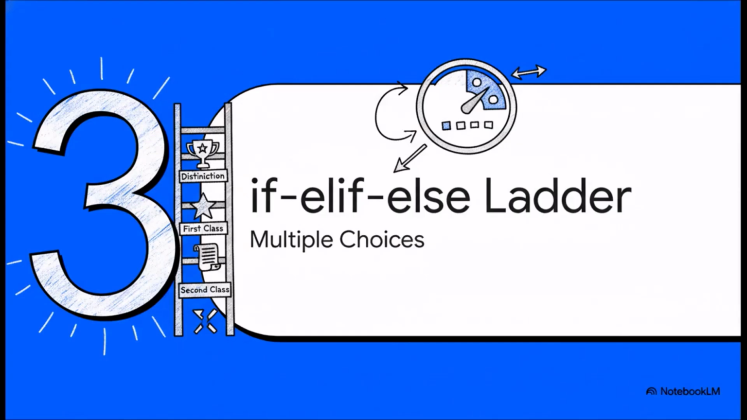Okay, so if-else is great for two choices. But what happens when life gives you more than two options? Think about assigning grades based on a percentage. You might have distinction, first class, second class, fail. A simple this or that if-else just isn't going to cut it. For this, we need to level up to the if-elif-else ladder.